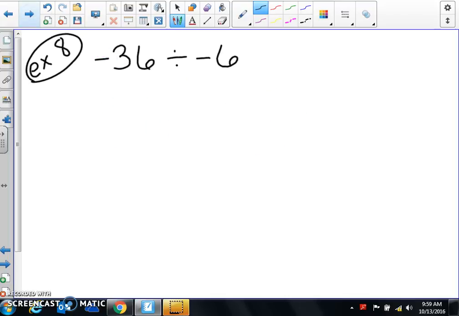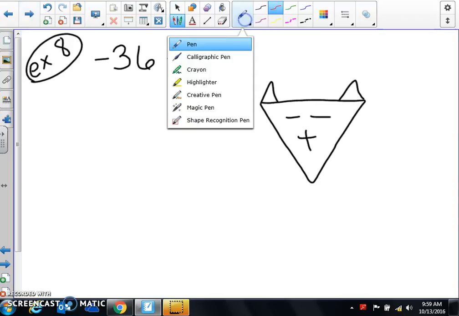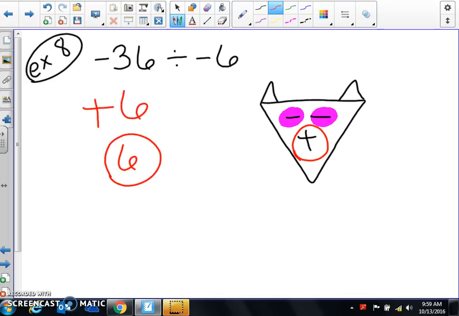Let's start with the fox on this one this time, just to give you different options. I'm given a negative 36 and a negative 6. Therefore, I know it's going to end up positive. Or you could just say to yourself, okay, 2 wrongs do make a right. Negative and negative is a positive. And then 36 divided by 6 is 6. So I would write just 6, not positive 6.